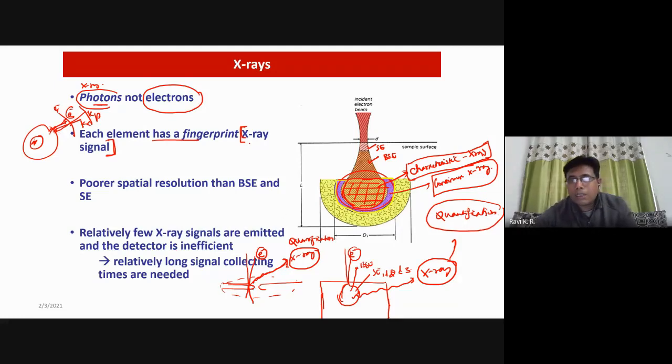Another thing, as I said, this is one of the reasons. If you look here, this is your beam diameter. Compared to the beam diameter, the signal we are getting here is maybe more than 10 times wider, and the depth also. That means the signal resolution. If you look at the resolution of the signal, secondary electron is better, backscattered electron is relatively poor, but the X-ray is actually the poorest signal. That means spatial resolution is very poor.